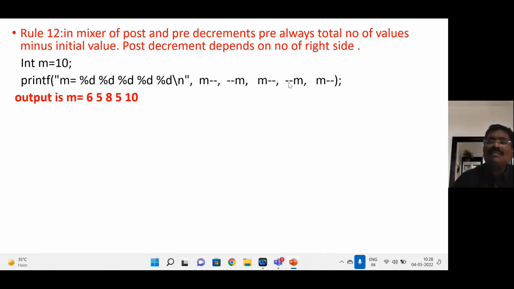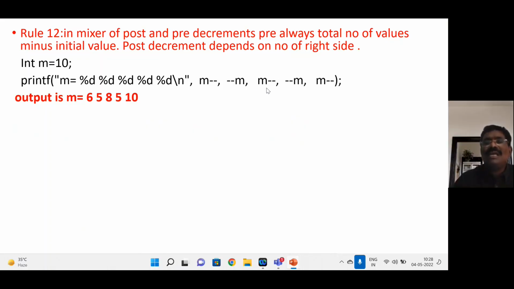After that, the pre-decrement. When you are using the pre-decrement, it is the initial value minus the total number of decrement values. 1, 2, 3, 4, 5. So 10 minus 5 is equal to 5. So this is the pre-decrement, and the value we are getting is 5.